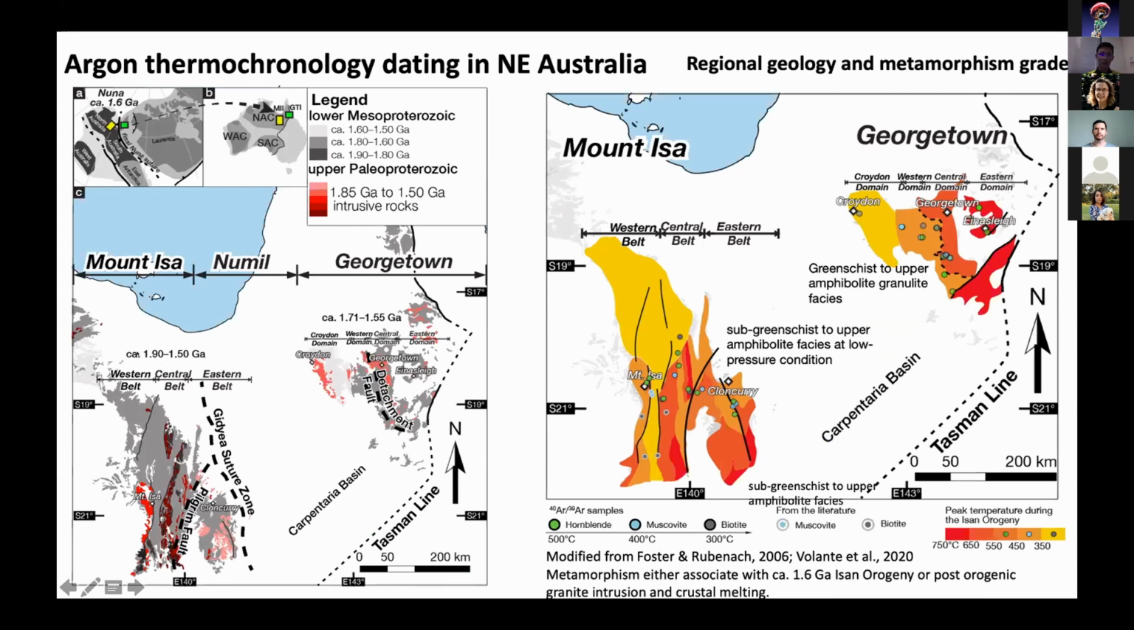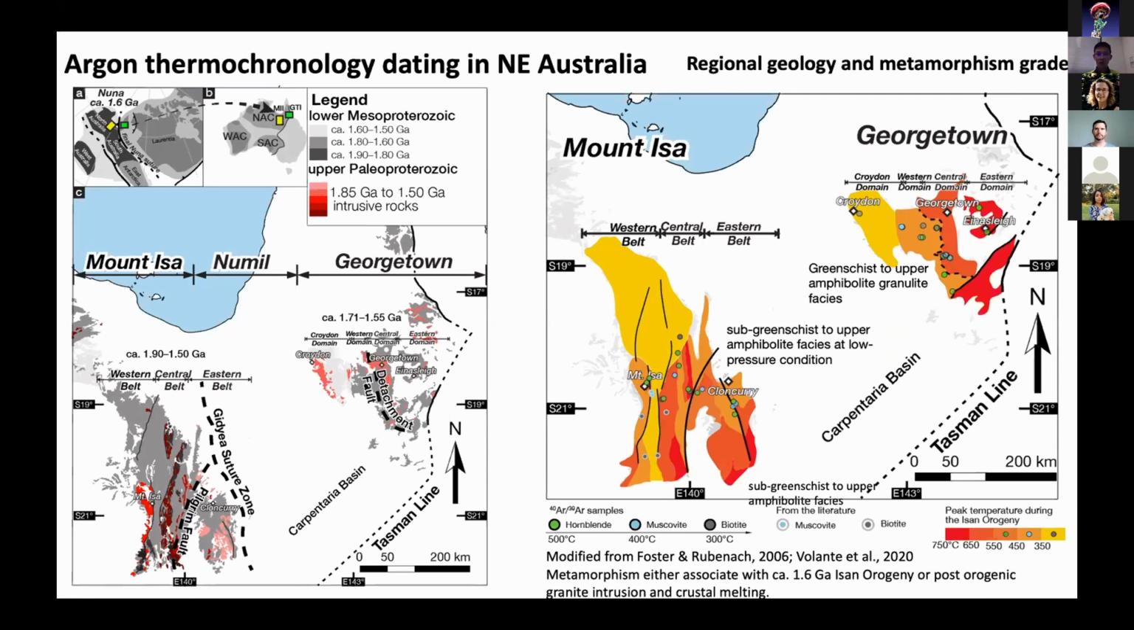The Mount Isa recorded 1.9 to 1.5 Ga sedimentary rock, metamorphism and then intrusions. Well, the Georgetown terrane is slightly younger, and the Georgetown doesn't have basement rock exposed, so it just records 1.71 to 1.55 Ga. They are intruded by 1.74 Ga and 1.68 Ga intrusions, but the dominant intrusion was just 1.55 Ga, the post-orogenic intrusions.